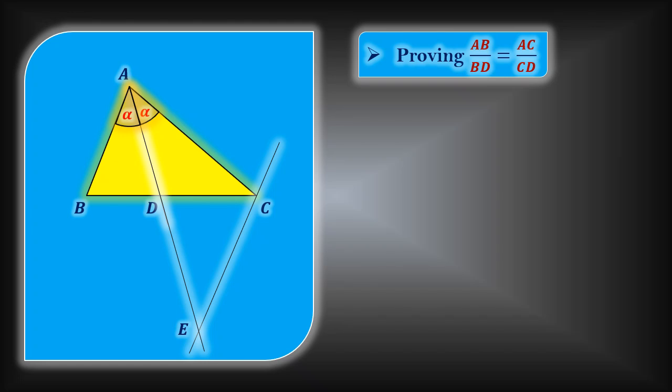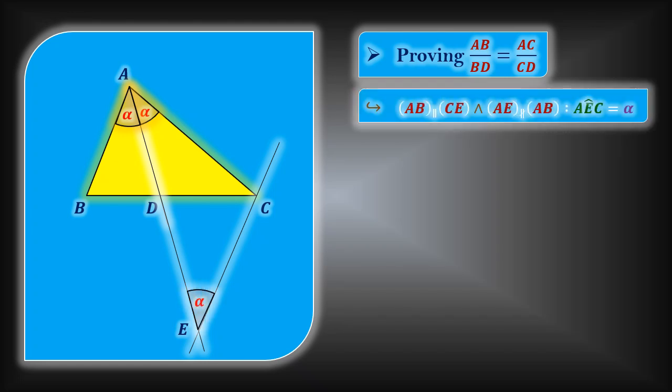According to the theorem of alternate interior angles, the measure of the angle AEC is equal to the measure of the angle BAE, which is equal to alpha. Therefore, the measure of the angle AEC is also equal to alpha. On the other hand, the measure of the angle CDE is equal to the measure of the angle ADB because these are vertically opposite angles.